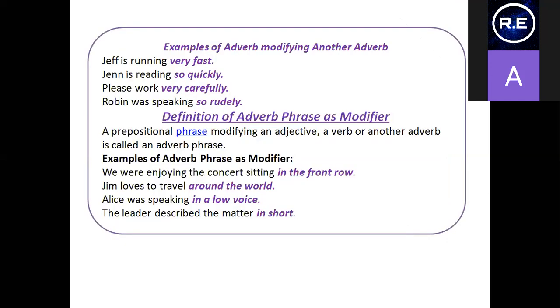Now, an adverb can come to modify another adverb, as we know from the definition, yes? So if I say, Jeff is running very fast, the first word, fast, came to describe what? To describe Jeff or his running? The running, excellent. So in very fast, very came to describe fast.